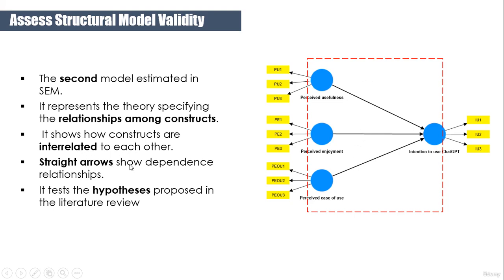Straight arrows show dependence relationships. That means the arrow is pointing towards the endogenous construct; the construct the arrow points from is exogenous, and the one it points to is endogenous. And it tests the hypotheses proposed in the literature review. So you have to develop your model in a way that helps you to test the hypotheses that were proposed in the literature review part.